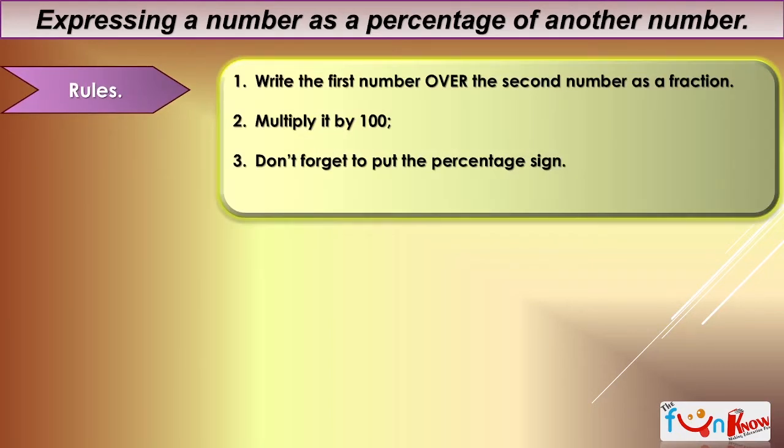Okay. Next students, expressing a number as a percentage of another number. There are some rules which you have to keep in mind when you have to express a number as a percentage of another number. First rule, write the number over the second number as a fraction. Then multiply it by 100 and do not forget to write the percentage sign. As a student, you have to keep in mind, if you have to convert some value to the percentage, the last value whatever you will be getting will contain the percentage sign.